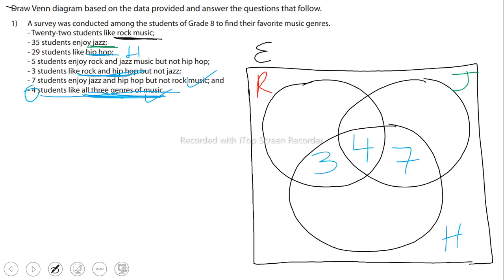Okay. And then we're done with the third one and that one. Now for the 5, it says 5 students enjoy rock and jazz. So we're going to put that on top of 4. Yeah, so that's 5 students for rock and jazz.